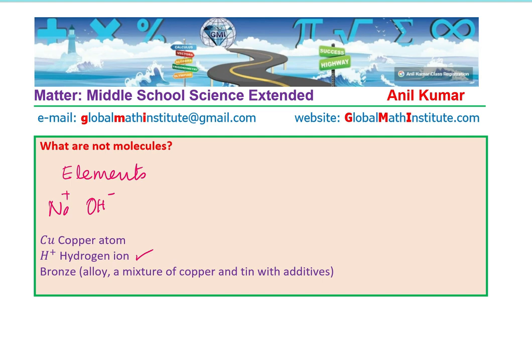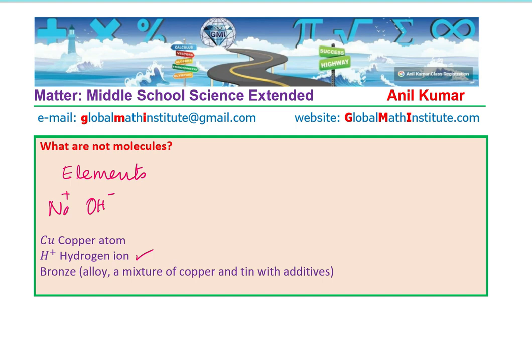Alloys are not molecules. For example, bronze, which is an alloy of copper and tin, is a mixture, right? It is not even a compound, it's a mixture. Because when you form bronze, apart from copper and tin, many other substances are added, and their ratios are not constant.